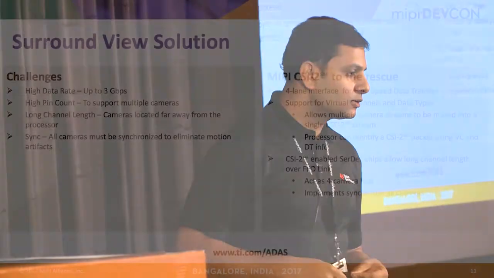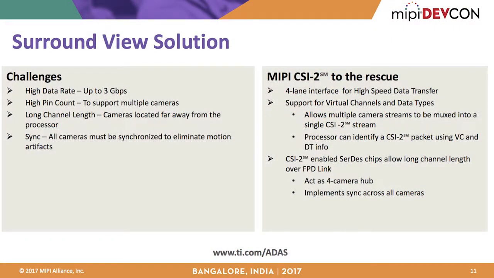So in summary, the surround view challenge is high data rates, up to 3 Gbps in current generation, and as the resolutions go up, they may go up to 6 Gbps. High pin count, so 4 cameras need at least 48 pins. CSI2 does that with anywhere from 4 pins to 10 pins. Long channel length, this is one of the limitations of current CSI2. I know the working committee is working on increasing the channel length, but right now, because cameras are located far away from the processor, we have to use SerDes chips for the analog.